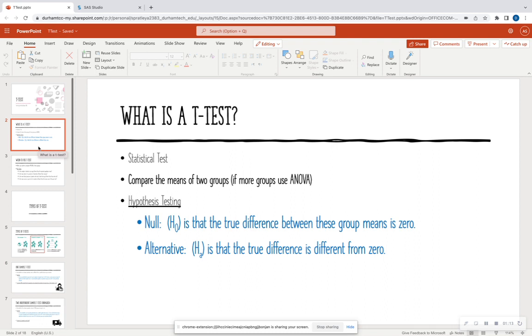In any standard t-test, it's a hypothesis test. So you have to have a question or a business problem. And the standard null hypothesis is that the true difference between these groups is zero. Alternatively, the true difference between these groups is different than zero. So, one, you can basically say that the means of the two groups are equal. The alternative is that the means of these two groups are not equal.